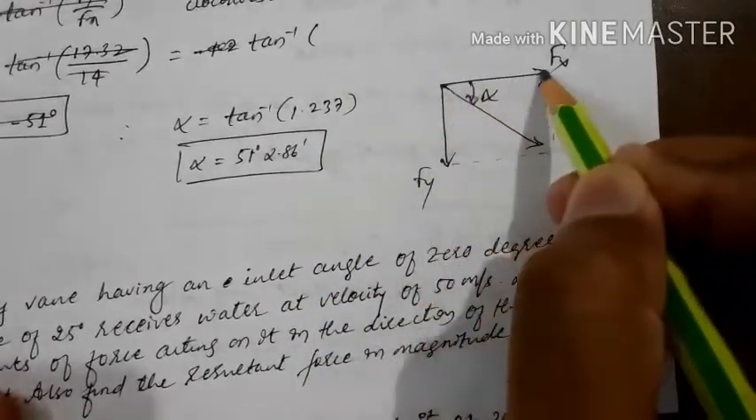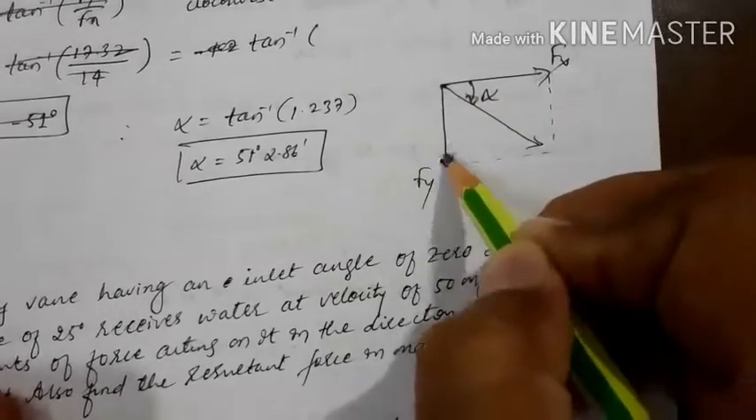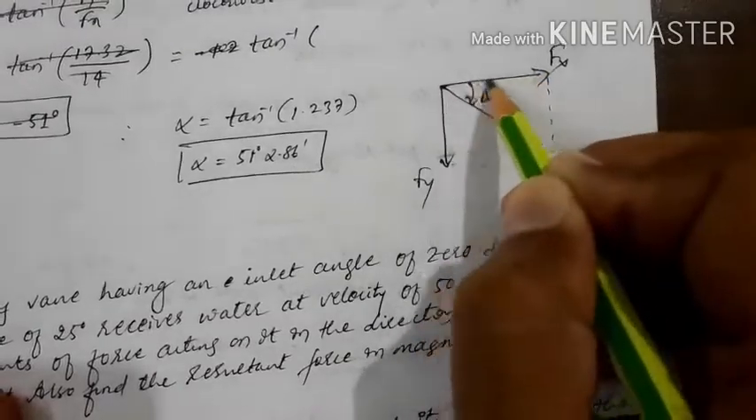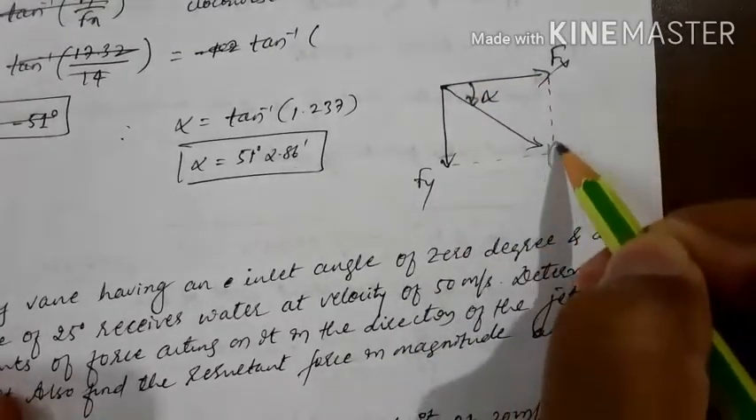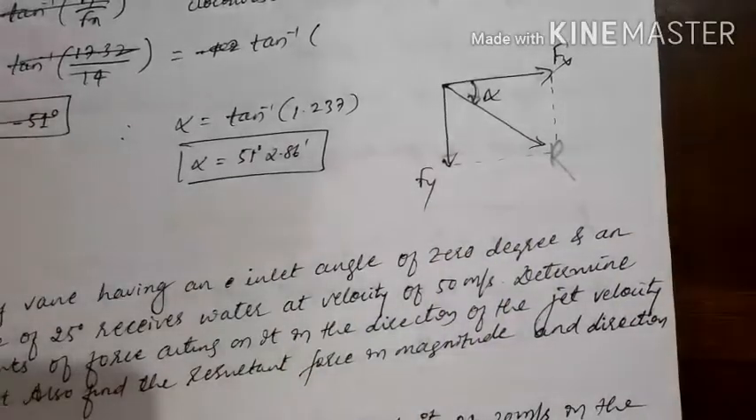Fx we have got as positive and Fy as negative. We have to draw Fy in the negative y direction and Fx in the positive x direction. Then this is the resultant. Finally we have to draw this. Then let us take one more example.